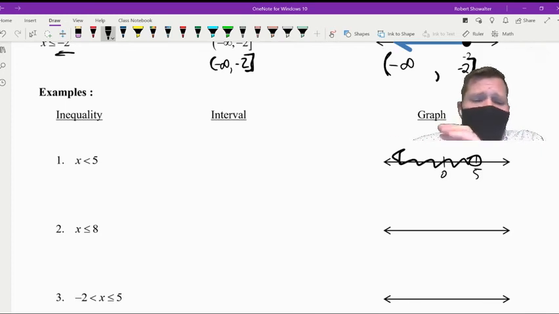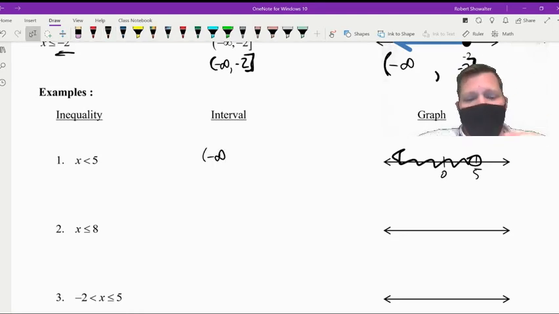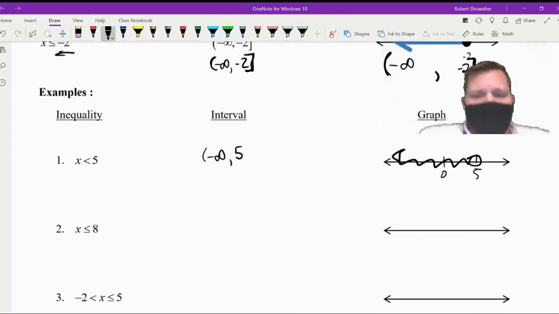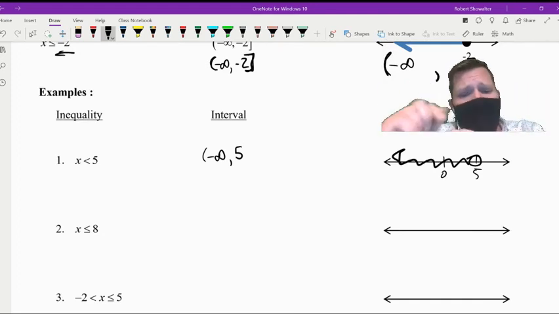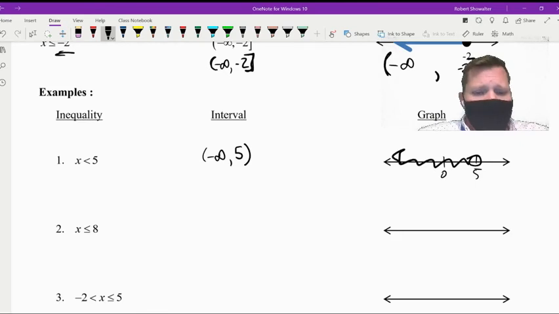Now, when we turn around and go to an interval, on the graph, we can look at it. It's going to the left forever. That means it's shaded super far to the left, which means -infinity. And we go all the way up to 5, but we don't include 5. So we're just going to write a 5, and we don't include 5 since it's the open circle. So we're going to use a parenthesis.